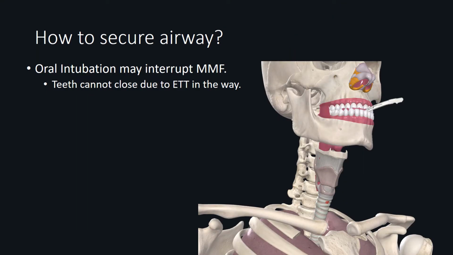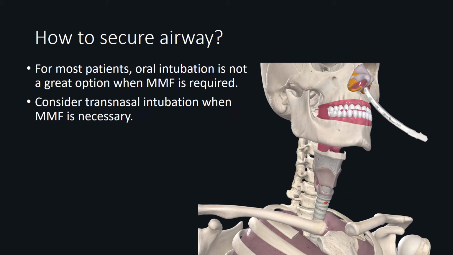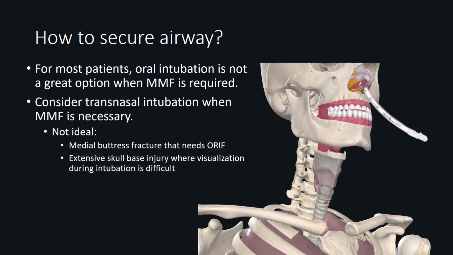One thing to consider is how you're going to secure one's airway, because if you place endotracheal tube through the mouth, the endotracheal tube will have to come out between the teeth and will prevent you from putting the patient into maxillomandibular fixation. In rare situations where you have multiple molar teeth that are missing, you may be still able to orally intubate the patient and perform maxillomandibular fixation. As such, if you have to perform maxillomandibular fixation, it's best to consider performing transnasal intubation as long as there's no extensive skull base injury or there's no need to plate the medial buttress.